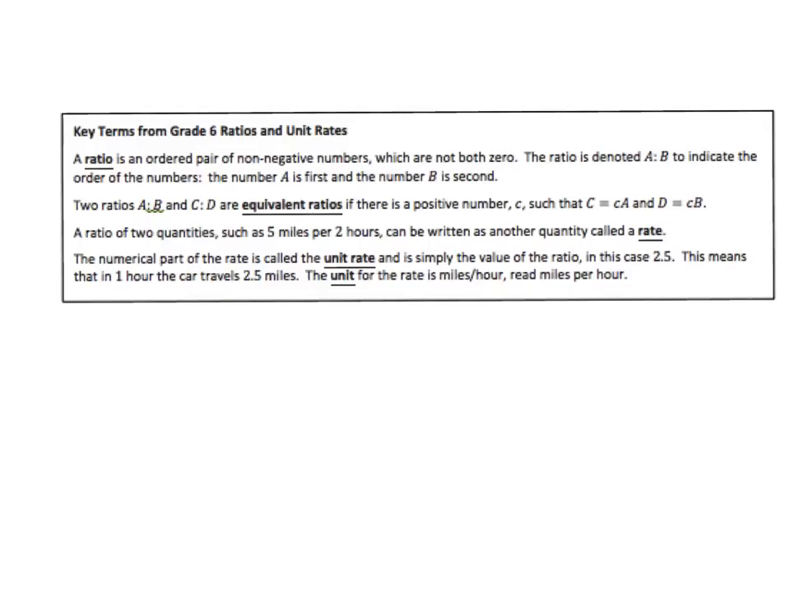So, for example, we did 24 papers to 12 seconds, and we could write the equivalent ratio 2 papers for every 1 second. I think I said this first one wrong.